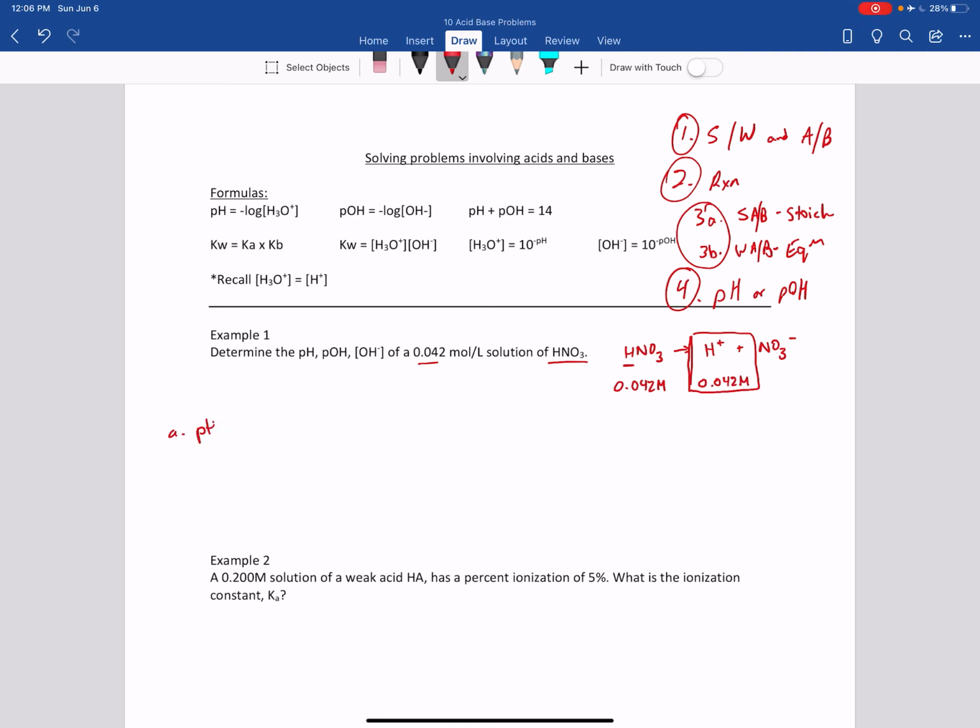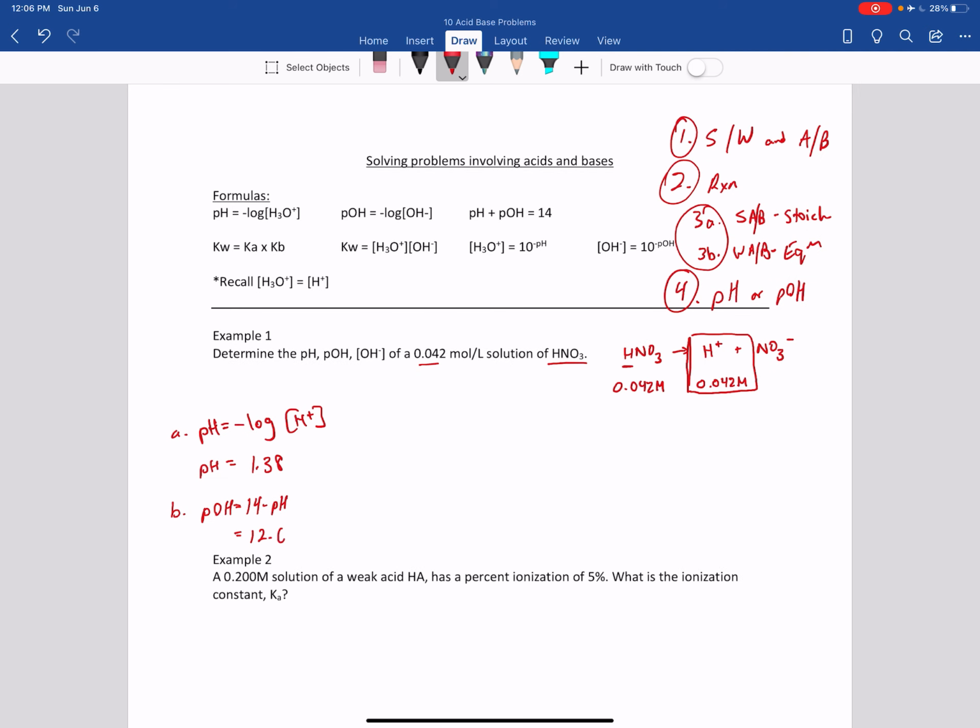So we'll start off by calling this part A. pH is equal to the negative log of the hydrogen ion concentration. The value is 0.042, like we have there. Don't forget to punch in the negative, and what we'll get is 1.38 as our answer. Now for pOH, you've got the formula at the top. The two add together to 14, so we can say pOH equals 14 minus the pH, just rearranging that. We found the pH above, so we'll subtract that from 14, and we'll get a pOH of 12.62.